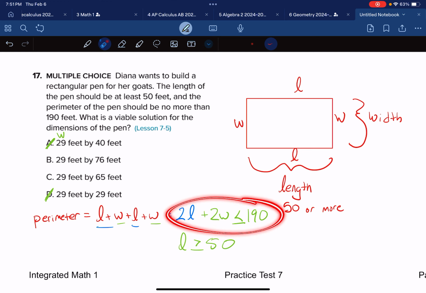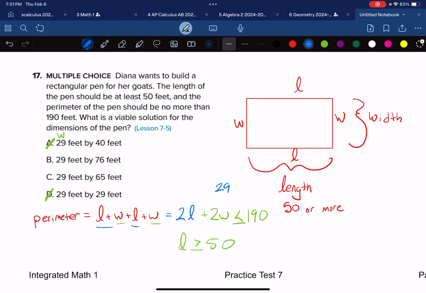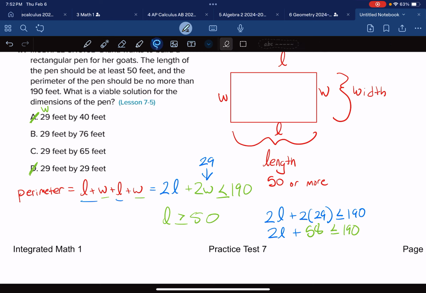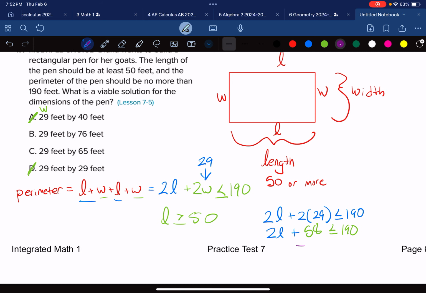Now we are going to use this fact that we need to be under a certain amount. So if we know that the width here is 29 feet, we can actually say that 29 goes into this width, length right here. We can say 2 times 29 is 58. And we can rewrite this equation. We can say 2L plus 2 times 29 needs to be less than or equal to 190, and I can multiply those together, so I get 2L plus 58 needs to be less than or equal to 190, and from there, I'm going to subtract 58. That means 2L is going to be less than or equal to 132.